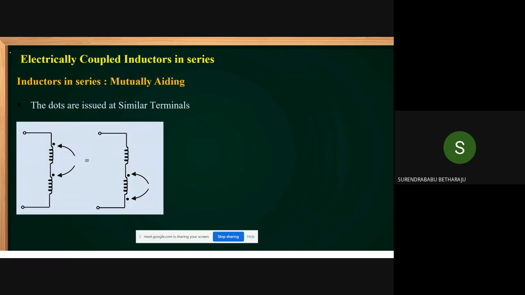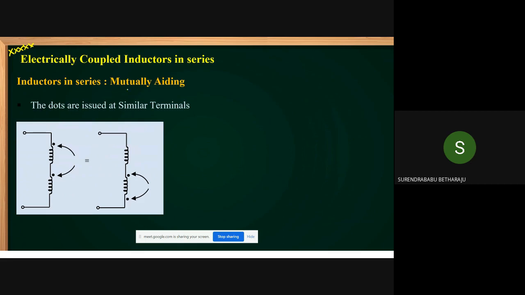The next very important topic. Here I'm not giving the derivation for the time being, but the direct formulas are important based on this topic: electrically coupled inductors in series. If the inductors are connected in series, there are two types of connections, mutual aiding and mutual opposing. What do you mean by mutual aiding and what do you mean by mutual opposing?